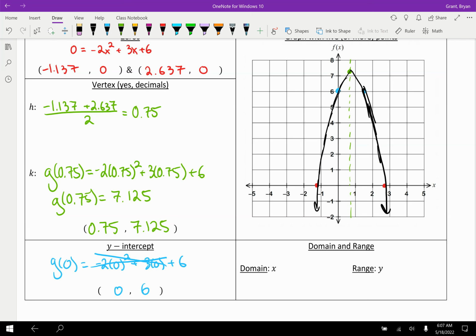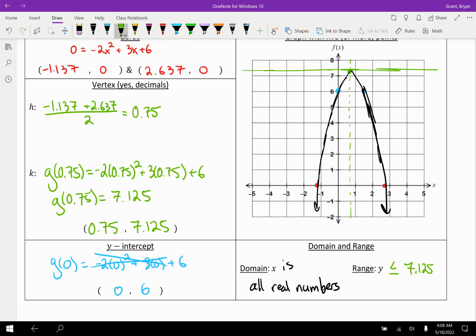Let's finish this off with the domain and range. We know x is all real numbers. Our graph gets infinitely wide. We can use any x value. A couple ways to think about it. The range, well, the highest the graph gets is up here. So the highest it gets is 7.125. That's from our k value of our vertex. And then the graph goes below that. So below, we would say y is less than, and it can be equal. There is a point right at 7.125. Y is less than or equal to 7.125.